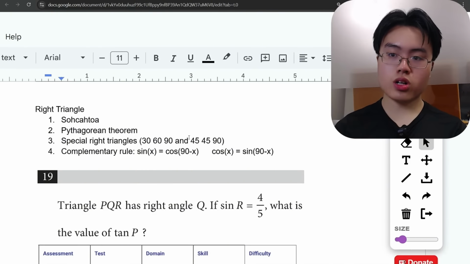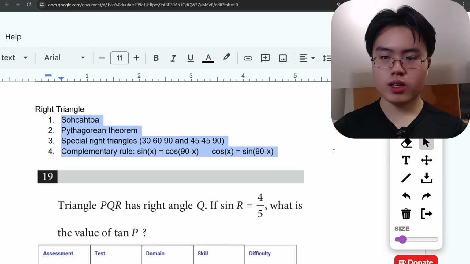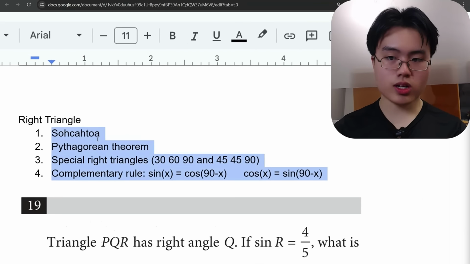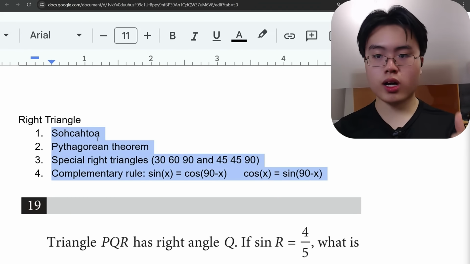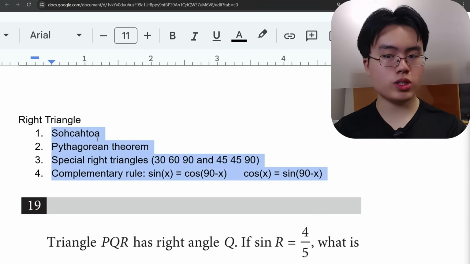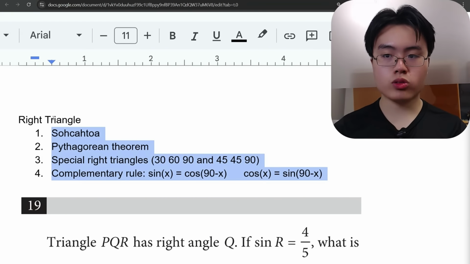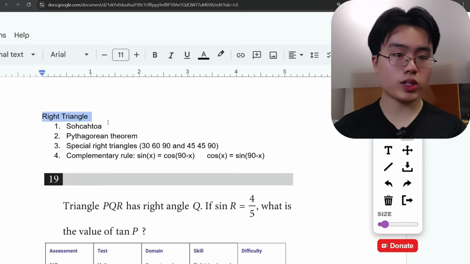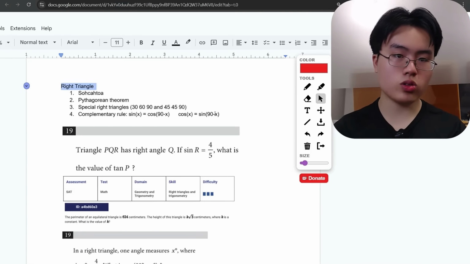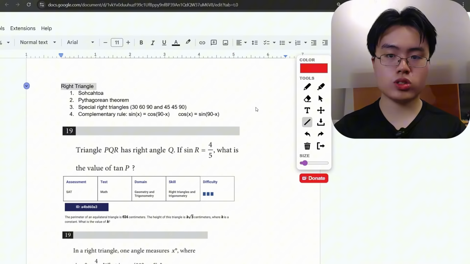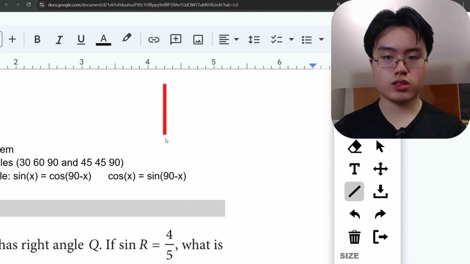For right triangles on the SAT, all you need to know is these 4 rules, which I'll go over one by one. Something students get confused about a lot is that these 4 rules only apply to right triangles. You can't use SOHCAHTOA or the Pythagorean theorem on triangles that aren't right triangles. Right triangles are just any triangle that has a right angle in it. The question should give away that it's a right triangle because it says there's a right angle or something.